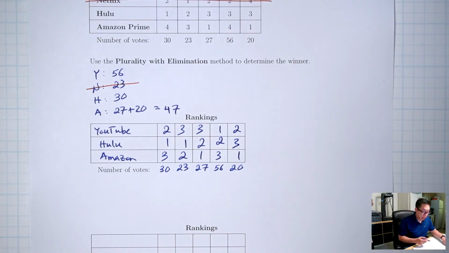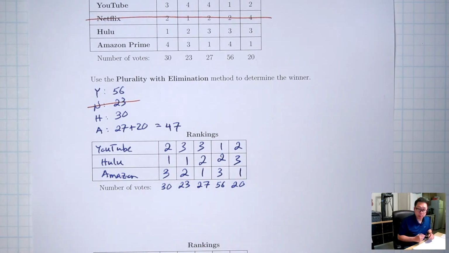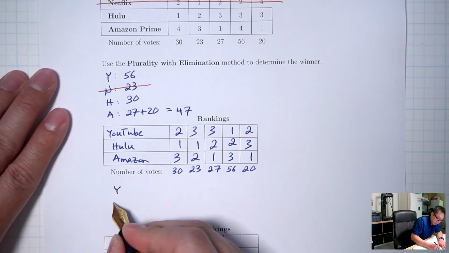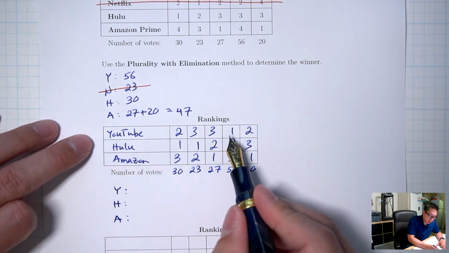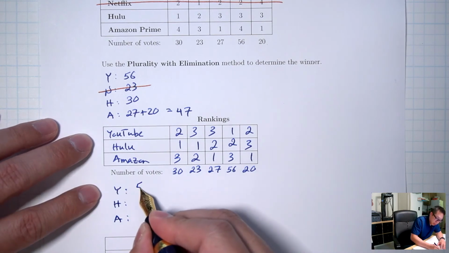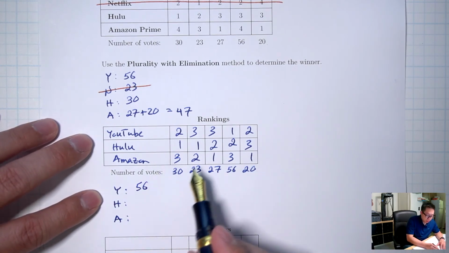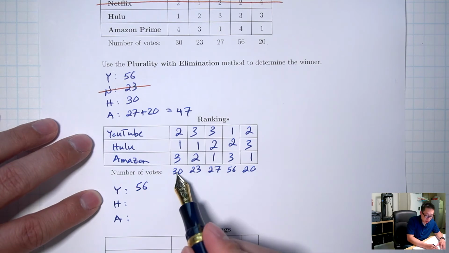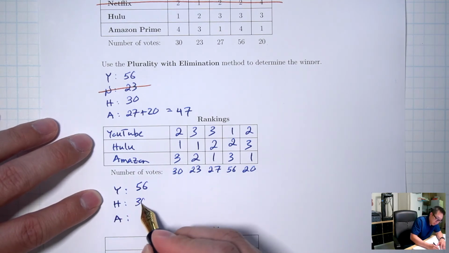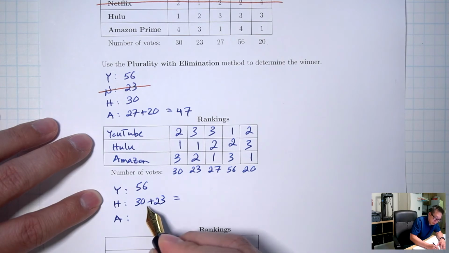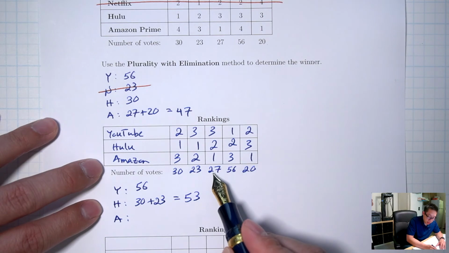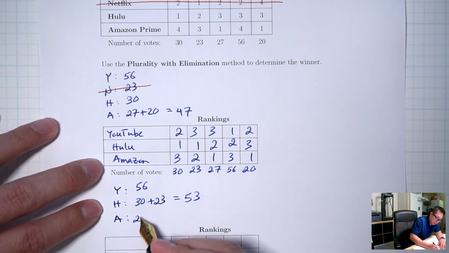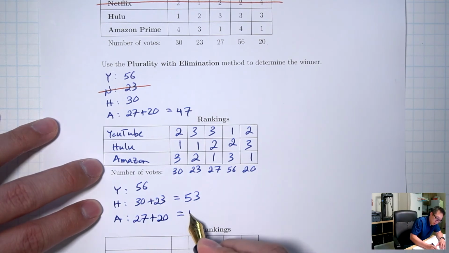So this is now the new ranking table using only 1s, 2s, and 3s. And now you count first place votes again. YouTube, I just see this 1, so just these 56 people. Hulu, I see 2 1s, so that's going to be 30 plus 23. That's 53. Amazon, I see 2 1s also, so 27 plus 20, which is 47.